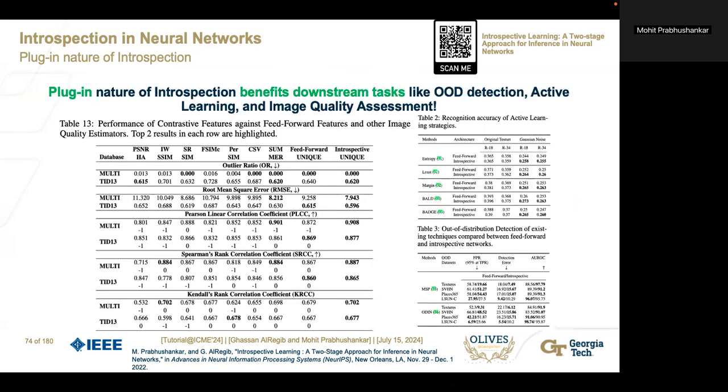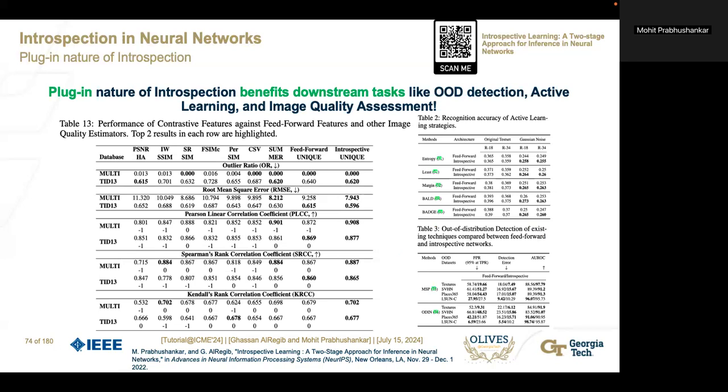So this kind of introspection is a plugin network. It can work on any other application. It just makes more sense, or it is easier, to talk about image classification. But if you're interested in image quality assessment, out of distribution detection, or active learning, in all these cases introspection helps. First off, in image quality assessment, what you try to do is predict the quality of a distorted image. So you would have trained with normal data and you're testing with distorted data. Again, this is where introspection helps.